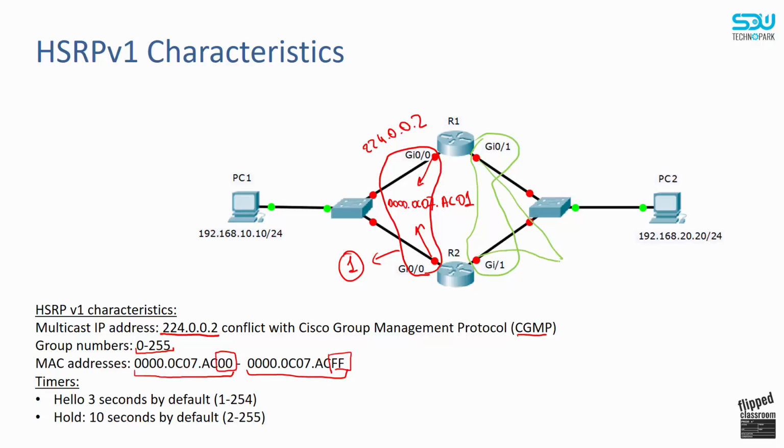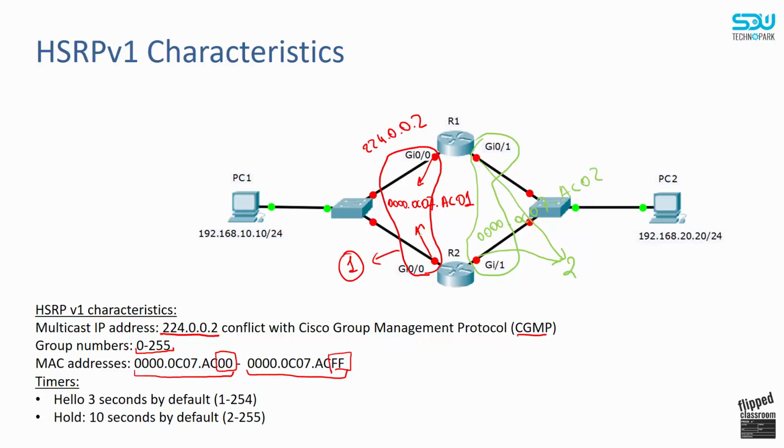work with group 2, their MAC addresses will be 0000.0C07.AC02. So both of these two interfaces will have the same MAC address from this side and the same MAC address from this side, because they can use different groups.